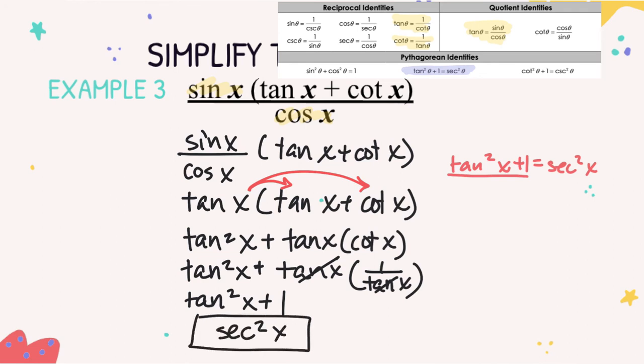And now I have my whole entire expression written as one trig function. So it's complete.